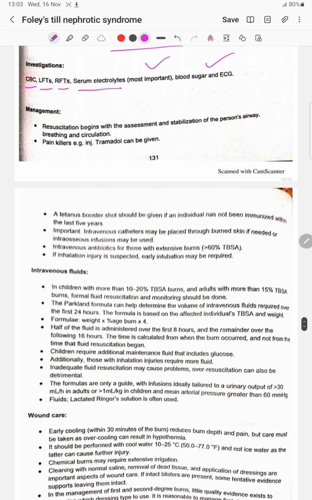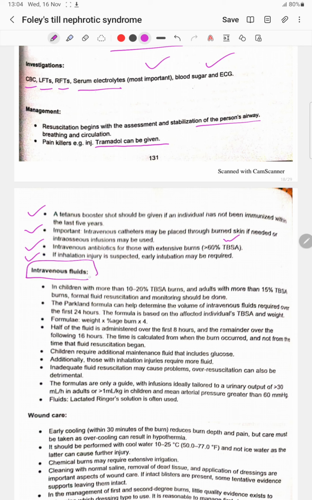The management: resuscitation begins with the assessment and stabilization of the person's airway, breathing, and circulation, and painkillers, for example injection tramadol, can be given. A tetanus booster should be considered if an individual has not been immunized in the last 5 years. Intravenous catheters may be placed through the burn skin if needed, or intraosseous infusions may be used. Intravenous antibiotics for those with extensive burns of more than 60%, and if inhalation injury is suspected, early intubation may be required.